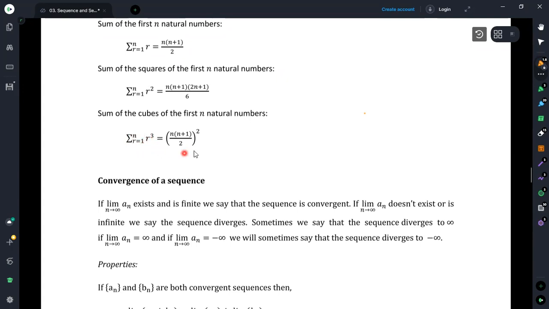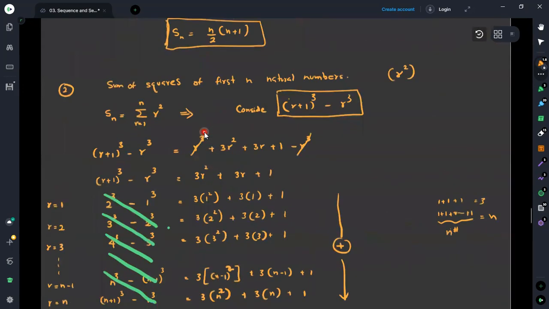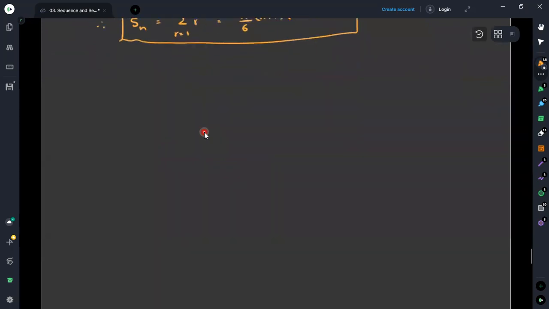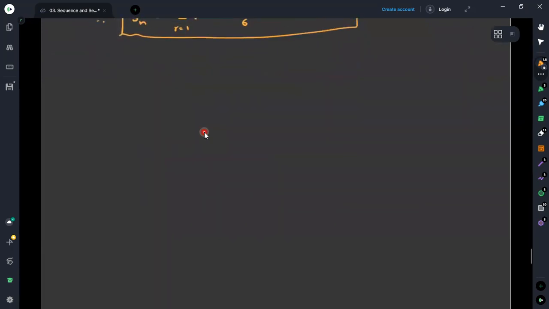To obtain this quantity, we are going to consider the difference of the power 4 in terms of r plus 1 and r. By taking the quantity r plus 1 to the power 4 minus r to the power 4, we are going to obtain the summation of the cubes of the first n natural numbers.